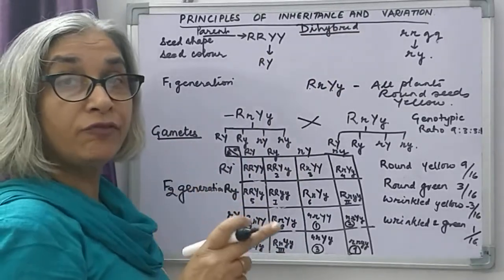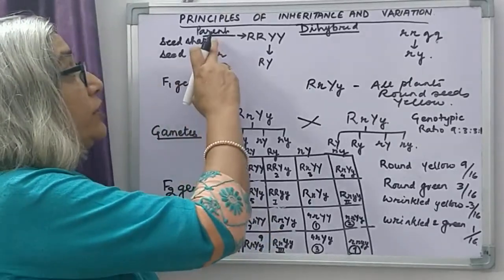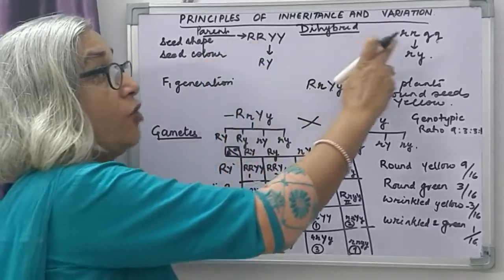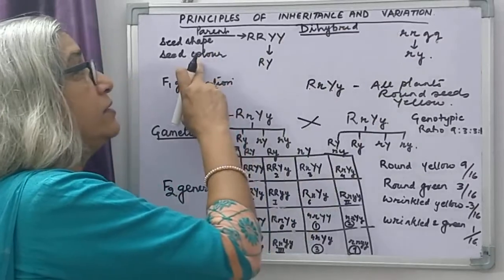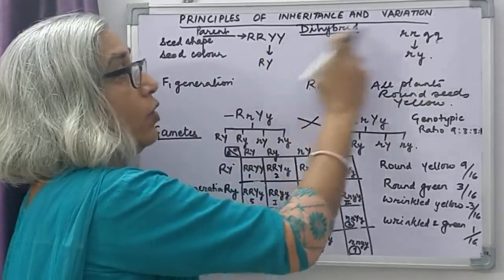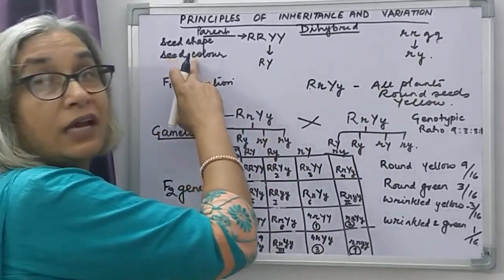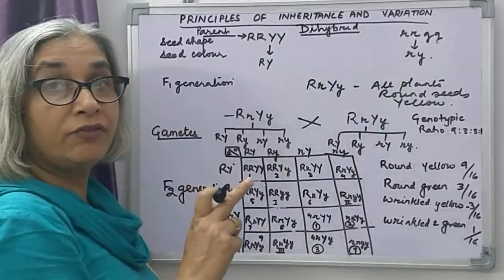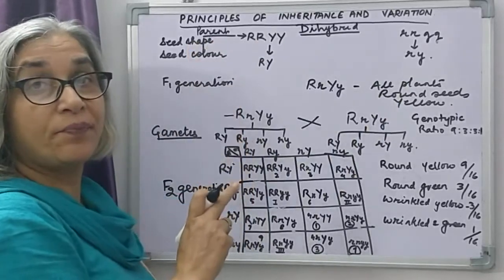So this was a dihybrid cross showing us the inheritance of two genes. 2 allelic forms of each gene are shown here. This is the character or trait, and 2 allelic forms, round and wrinkled. Second, seed color, yellow and green. So yellow and green are 2 allelic forms of one character, seed color, and round and wrinkled are 2 allelic forms of one character, that is seed shape.